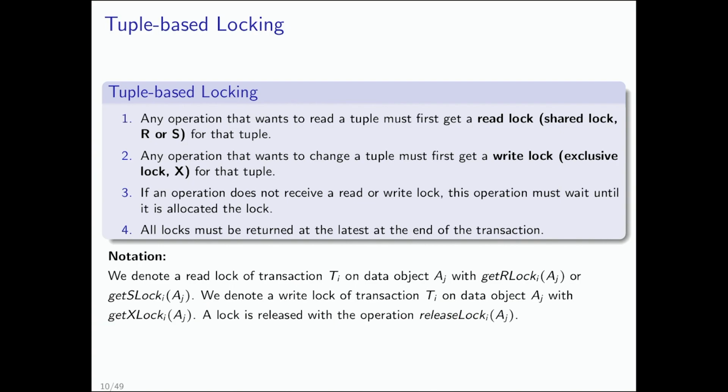So what does the database system do? So we have tuple-based locks, and basically there are two kinds. One is a read lock, and one is a write lock. And the idea is that any operation that wants to read a tuple must first acquire a read lock. Any operation that wants to change a tuple must first acquire a write lock. And there are different names for that. So read lock is also called a shared lock, an R or an S lock. And the write lock is sometimes called exclusive lock, or X for exclusive. So then the third point means if an operation doesn't receive a read or write lock, the operation must wait until it is allocated, until it can acquire that lock.